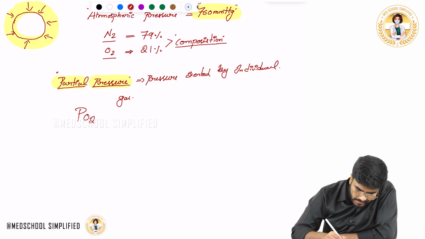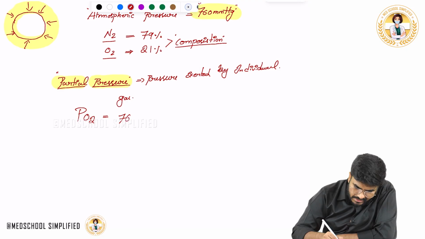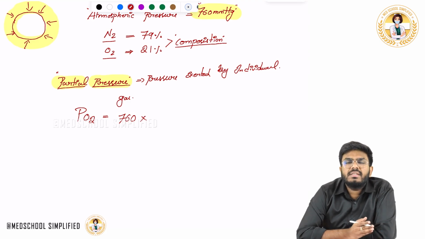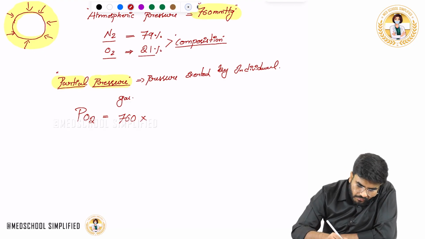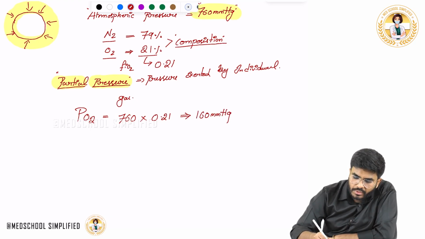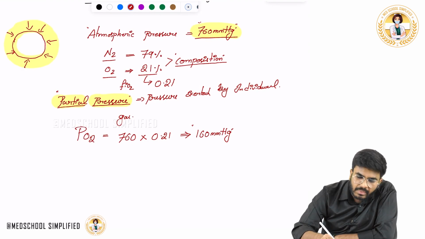For example, let me talk about the partial pressure of oxygen in the atmospheric air. What is the atmospheric pressure? It is 760, multiplied by the oxygen fraction in the environment, which is 21%. If you convert it to the fractional concentration of oxygen, FiO2, that will be 0.21. So 760 into 0.21. What is the partial pressure of oxygen in the environment? It is 160 mmHg.